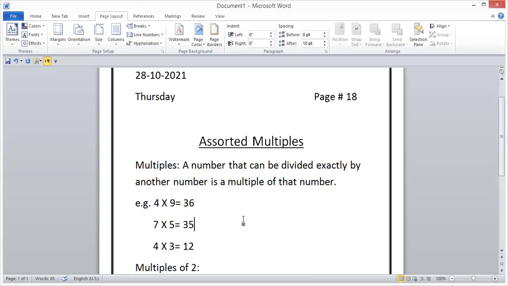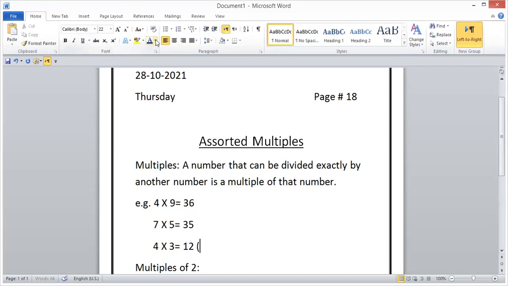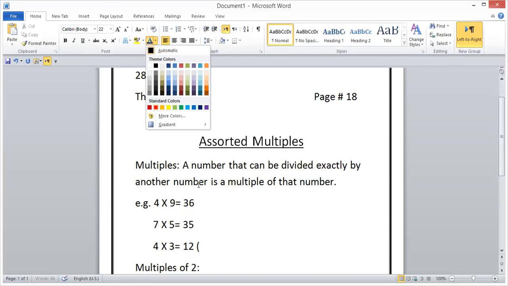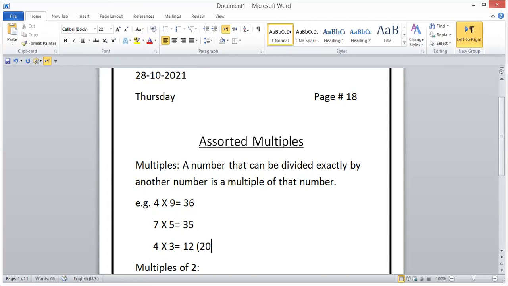Sharif, I'll take your question. I'll give you one more example, guys. Let's suppose we take example 20. You don't need to write it, guys. What I'm writing here in the bracket, you don't need to write. It is just to make you understand. If I take the example of 20, right?